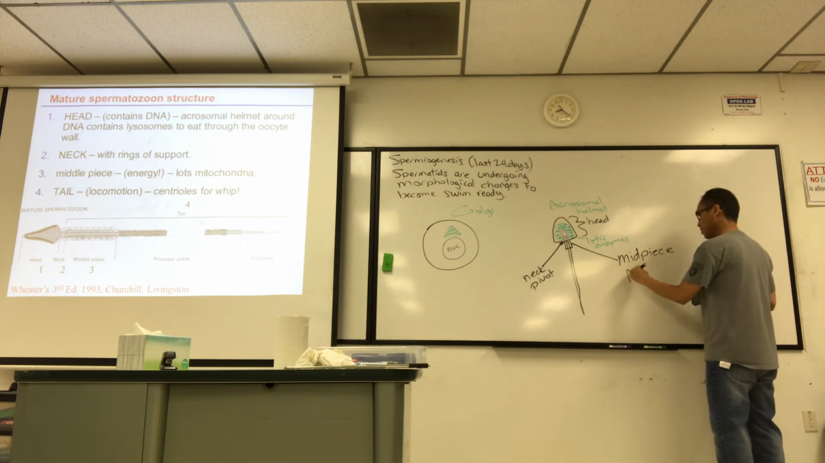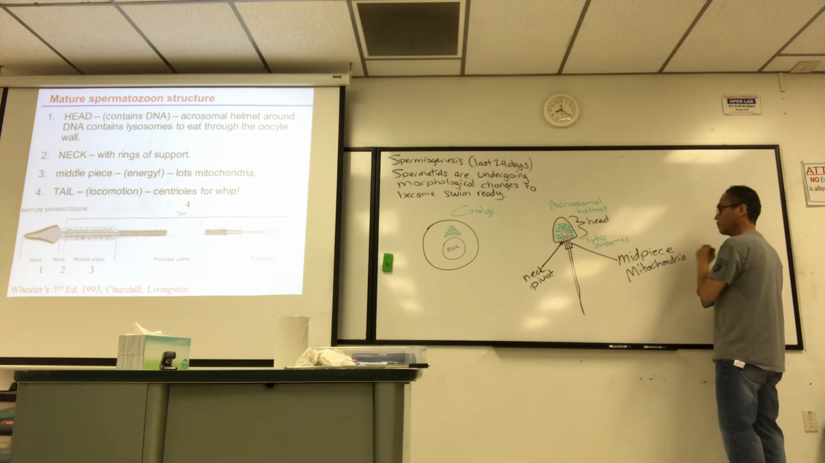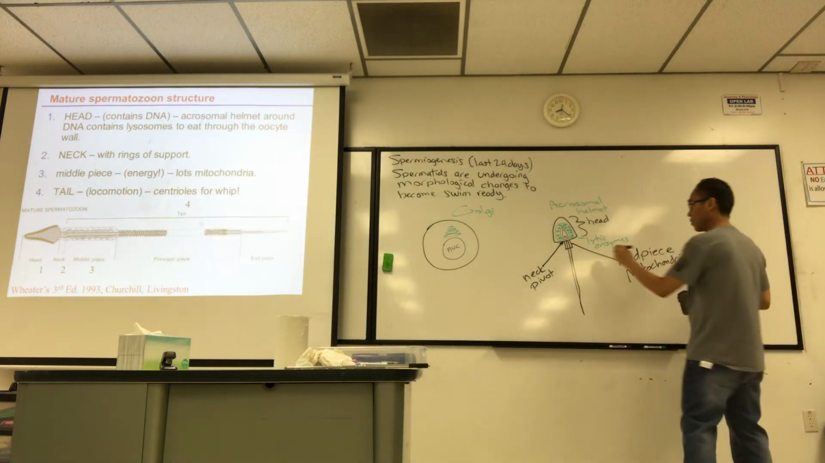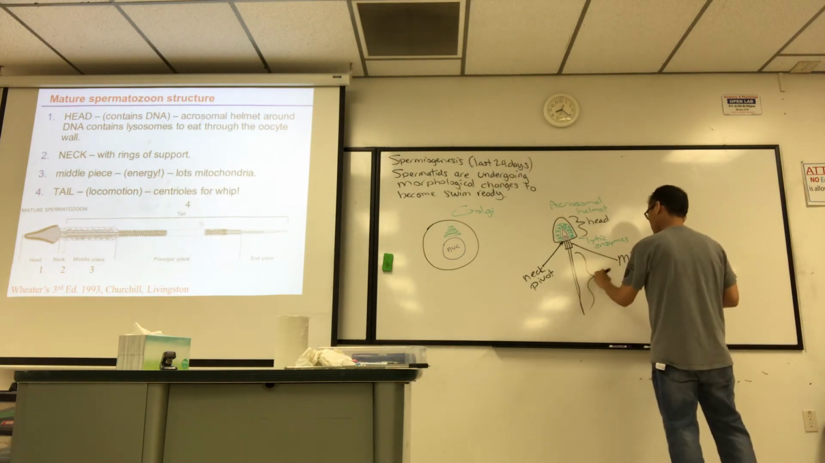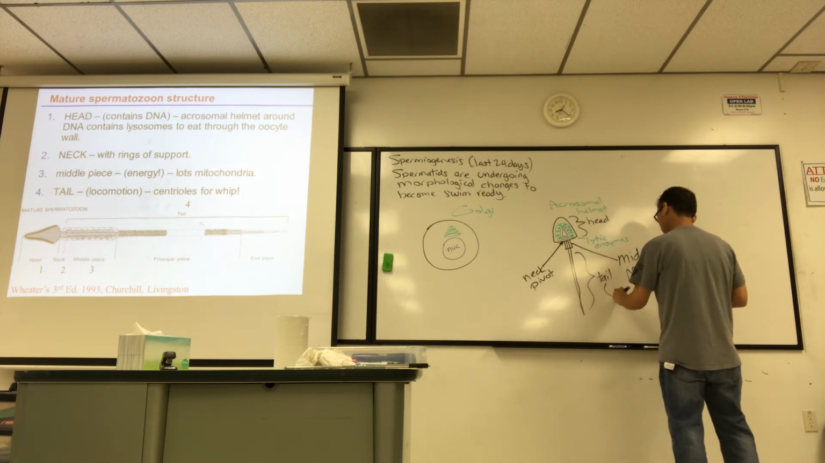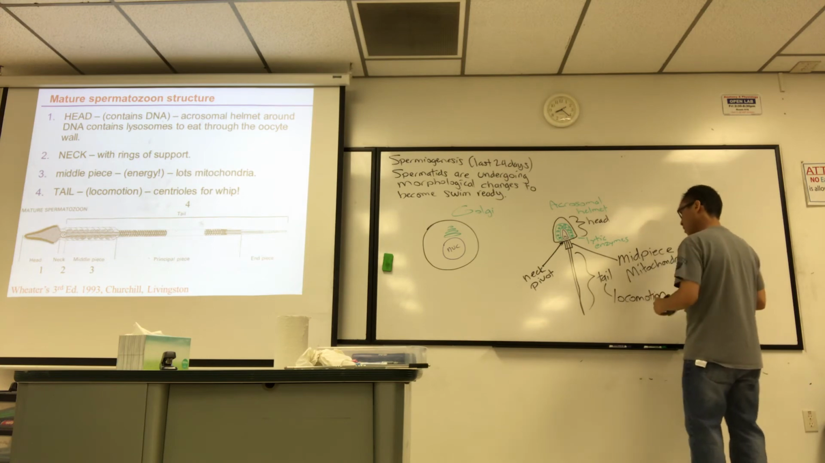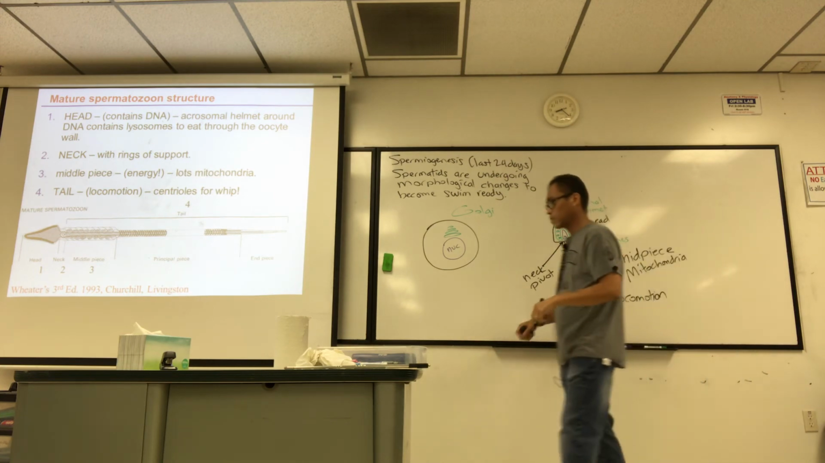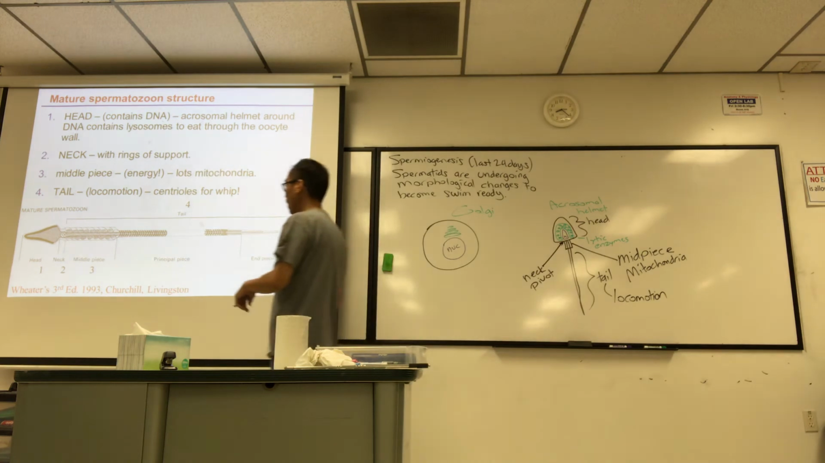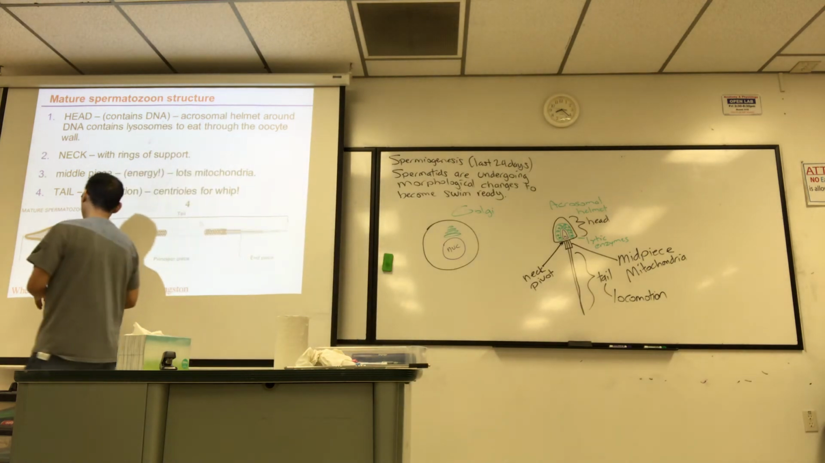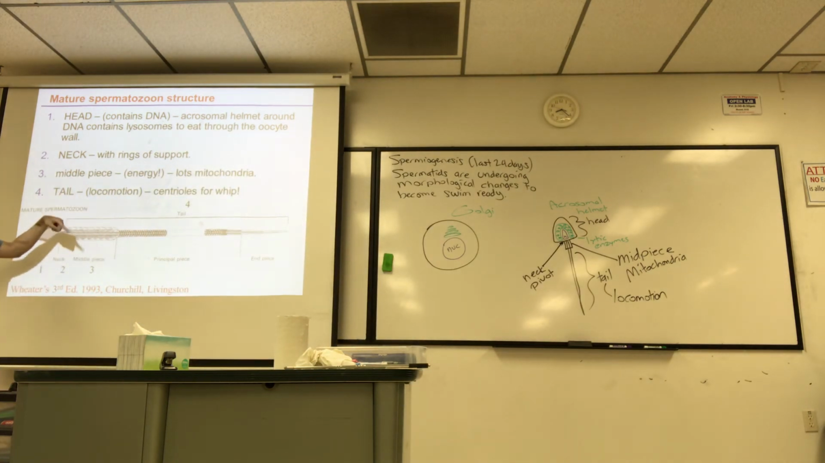It's got mitochondria. Energy for whipping the tail. For locomotion. A fertilizing sperm, if it's the winner, the tail will help it corkscrew a little bit, so it kind of drills its way inside there. Okay.